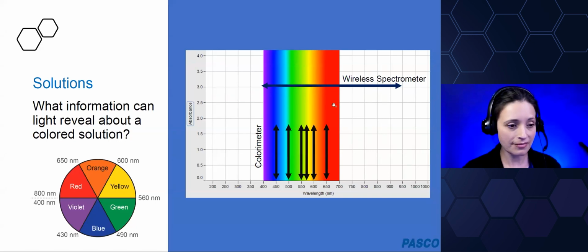So what can we learn about a solution just by shooting some light on it and seeing what comes through on the other side of the spectrometer? Let's real quick talk about this color wheel. This is the ROY G. BIV wheel.